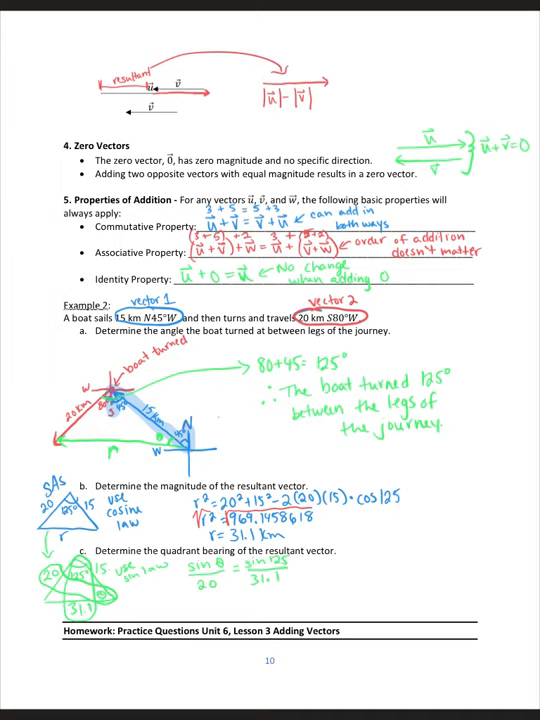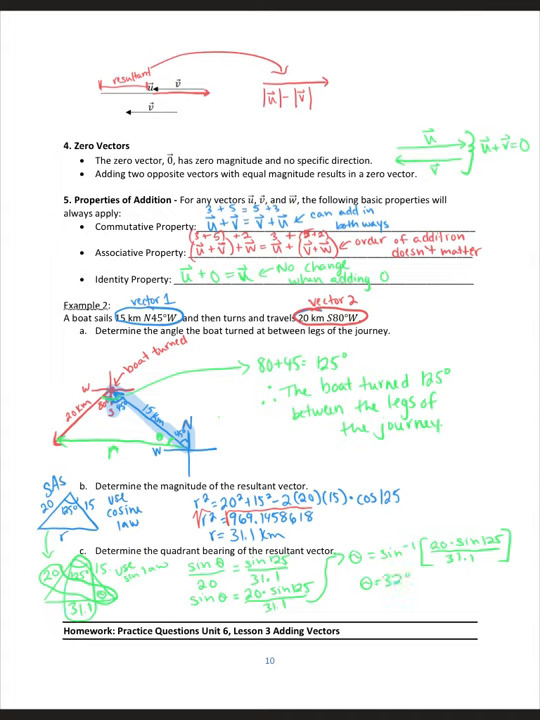Then I'm going to multiply that 20 over to the other side so that I can work towards isolating theta. I'm going to have 20 times the sine of 125 over 31.1. We'll continue up here. And then finally I need to bring sine to the other side of the equation by taking the inverse. So the sine inverse of 20 times the sine of 125, all over 31.1. And theta is going to be equal to 32 degrees.